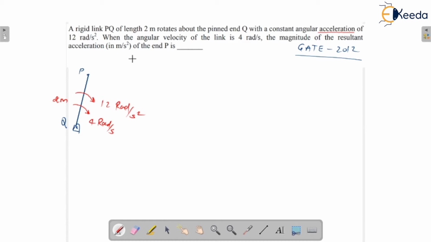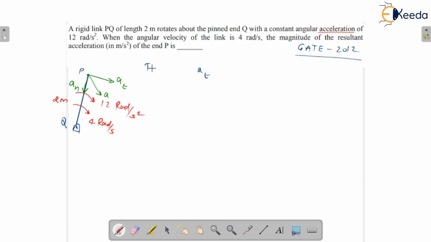The magnitude of the resultant acceleration we have to calculate at the end P. We all know that there is a tangential acceleration, and there will be a radial or normal acceleration, and there will be a total acceleration in between them. So first we will calculate the tangential acceleration.